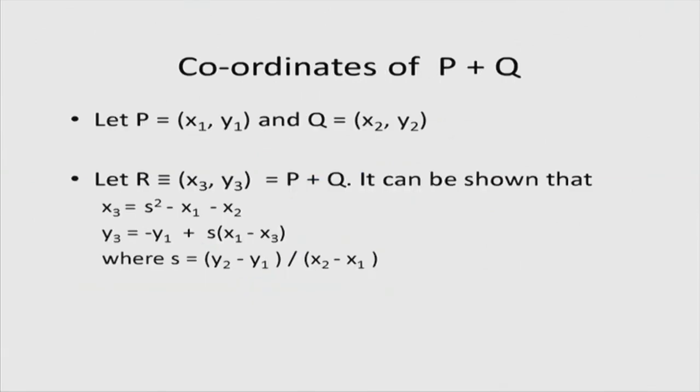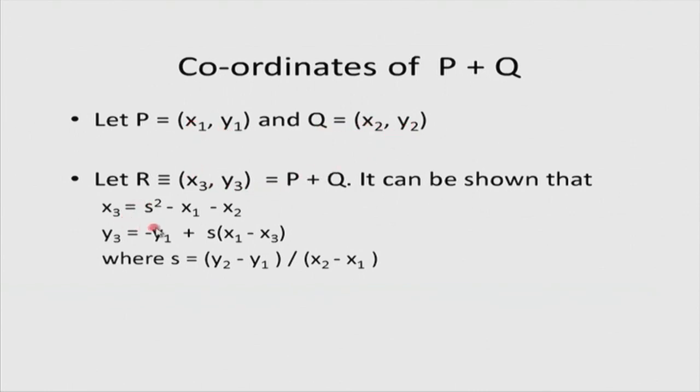Now you can actually go through some equations. It is all in the textbook to find out what are the coordinates of R, the sum of P and Q. So if P is x1, y1, coordinates of Q are x2, y2, coordinates of R are x3, y3, then you can express x3 and y3 in terms of these known things.